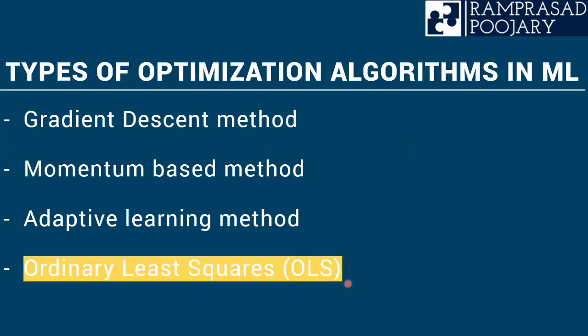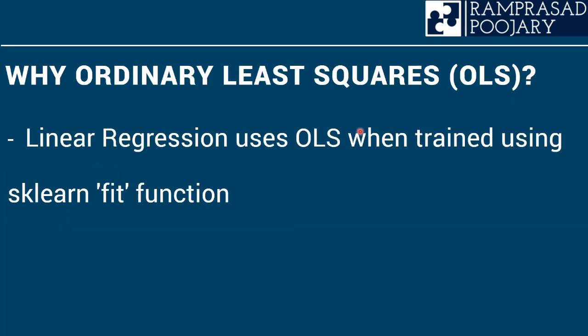In machine learning, we come across different types of optimization algorithms like gradient descent, momentum-based methods, adaptive learning, ordinary least squares, etc. I have highlighted ordinary least squares because this is what we are going to discuss in this particular session. The reason is this is used in the linear regression model when the sklearn fit function is used for training. So when you train a linear regression model using the sklearn fit function, actually we use the OLS optimization algorithm.